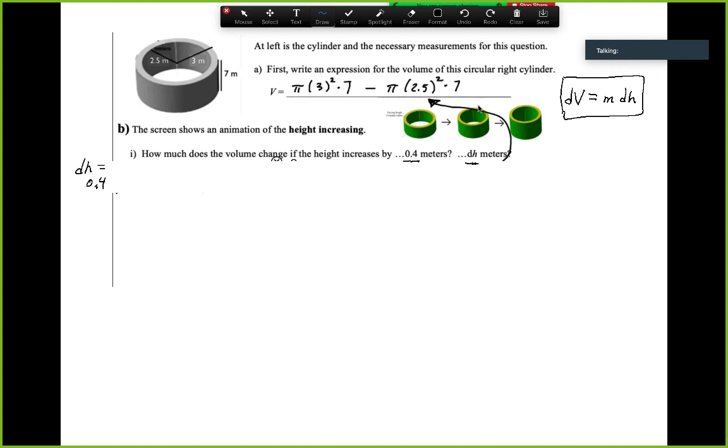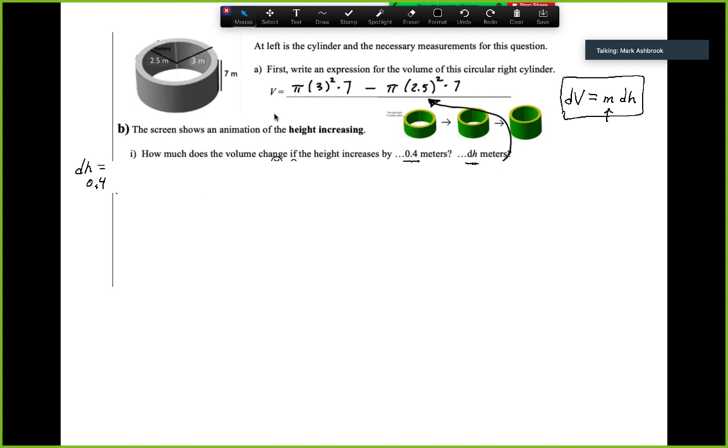So I just gave you a change in height. I said change in height is 0.4. If we can find the corresponding change in volume, then we'll know what m is, right? So we know our change in height is 0.4, and for that change in height of 0.4, we get the change in volume of this thing, then the rate should be apparent. That's how we're going to figure out what the rate is. Okay, cool. So if we change the height by 0.4, how much does the volume change?